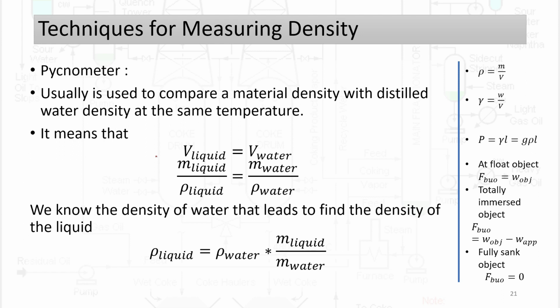The density of water is already known to us, which is the distilled water density at a defined temperature, either 25 or 20 degrees Celsius, depending on the ambient temperature around the pycnometer during these times, multiplied by the mass of the liquid over the mass of water. I just need to find the mass of the liquid using the normal balance and divide by the mass of the water, also using the same balance. Just multiply them and it will give me the density of this liquid.